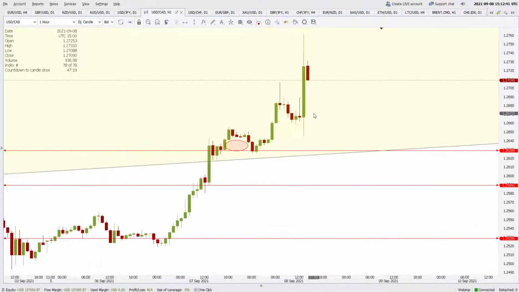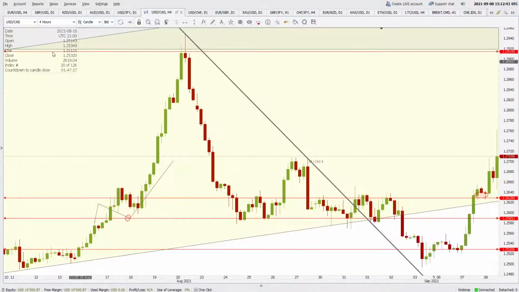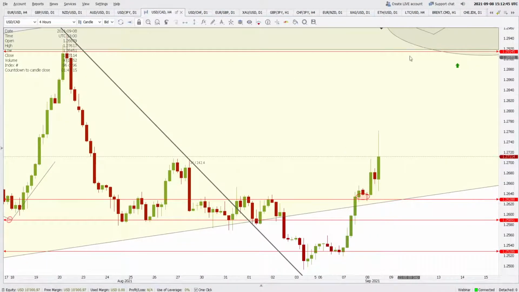Not very good for the USD CAD, although we were expecting the price to go higher at 1.2914.